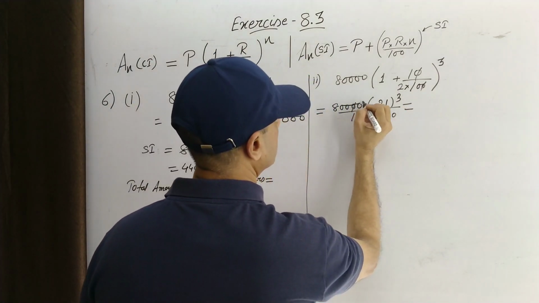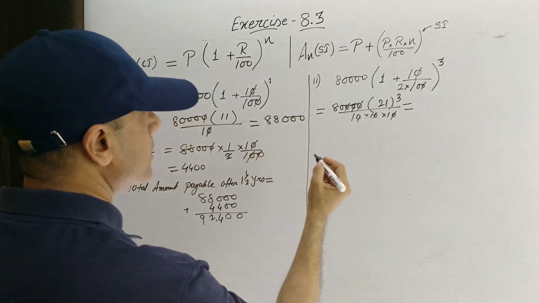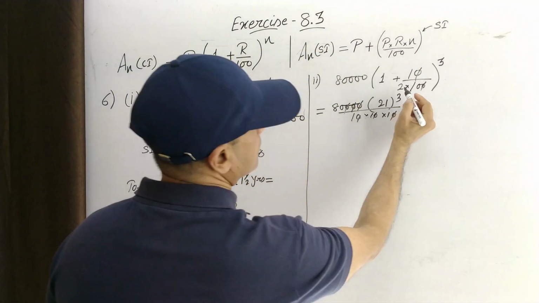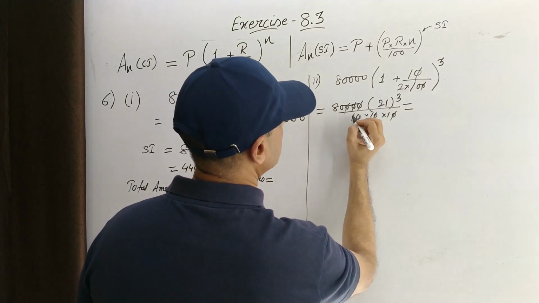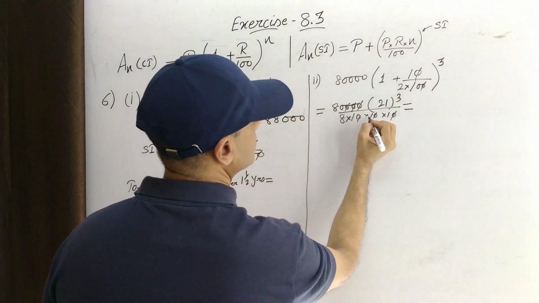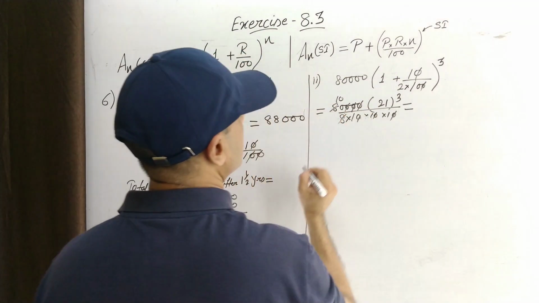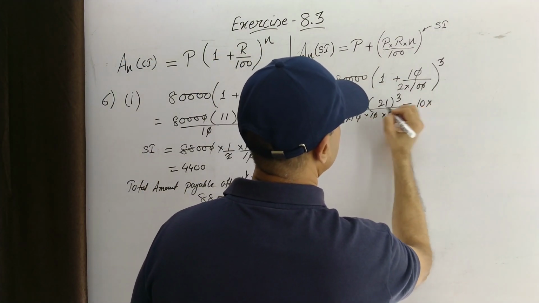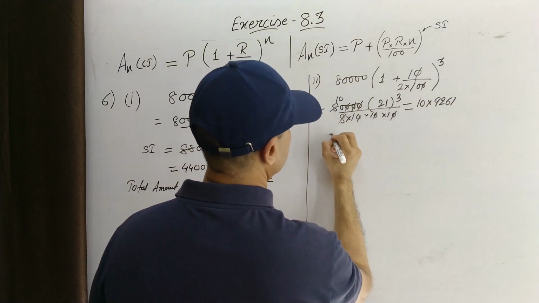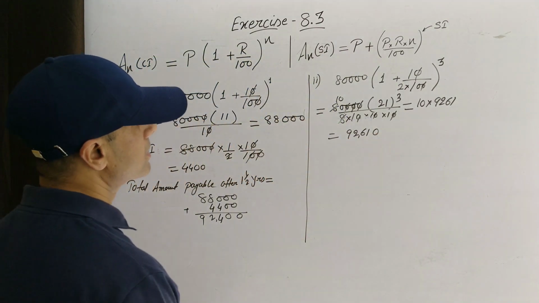So this is 80 into 21 cube. So we have this 2 also. So this will be 2 cube, that is 8 into 10. So we have this as 8. So this is 10. Now we have 10 into 21 cube. This is equal to 9261. Calculation already done. So we get the result as 92610. That is 92,610 rupees.